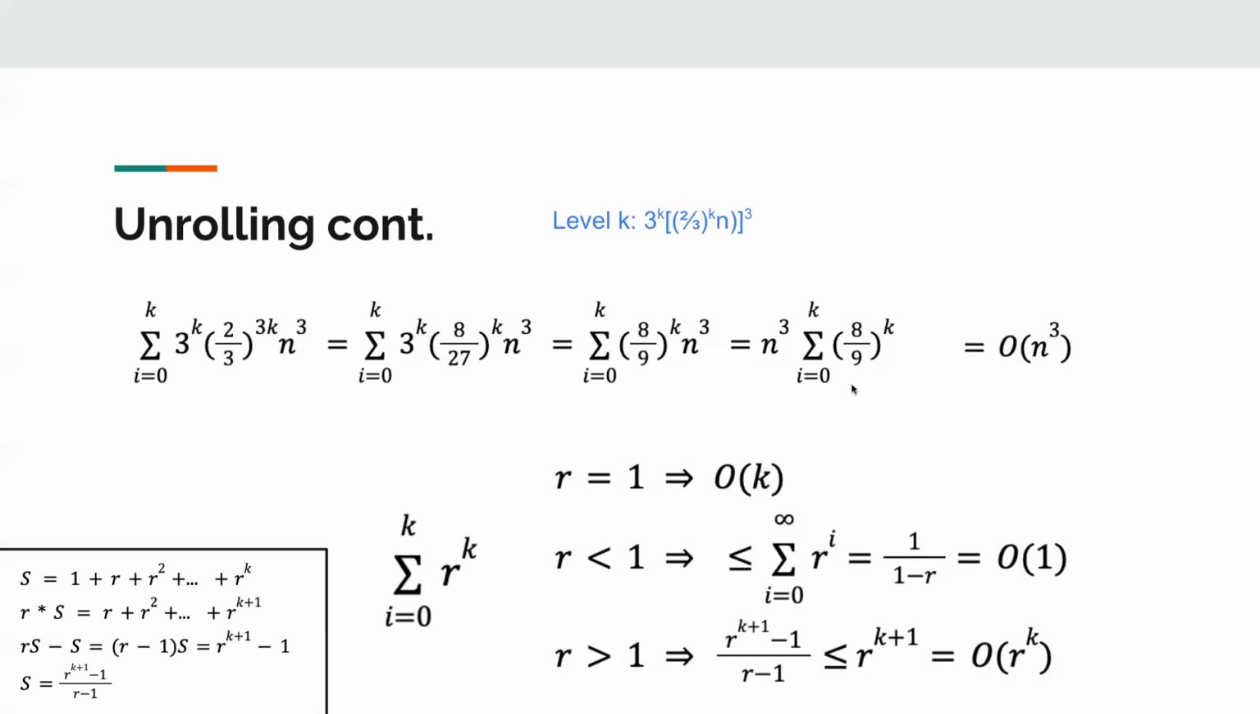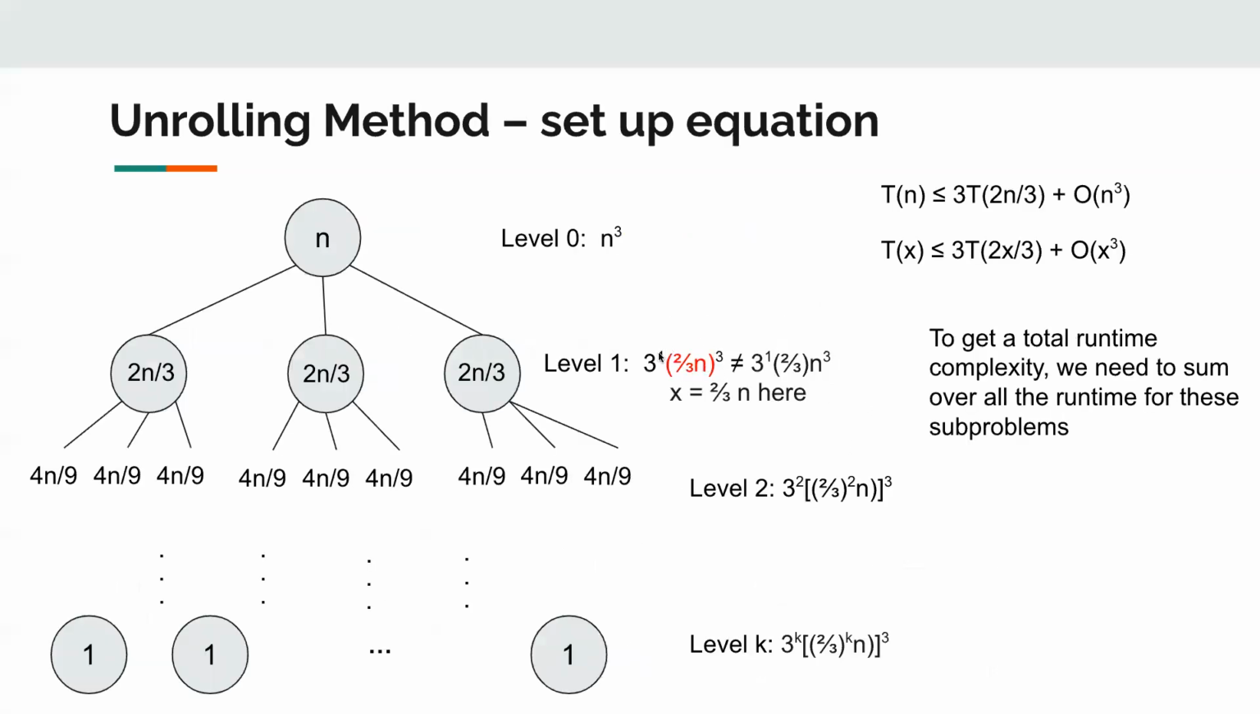So come back to this formula we had before. In this case, r equals 8/9, which falls into the second case, which can be simplified to O of 1. Combined with the n cubed here, this gives a total runtime of n cubed. Notice how if we don't cube our 2/3 here, you might fall into the third case, which will give you the wrong runtime. So you don't really want to do that. Just a reminder: when you're doing this step, don't leave out the cube here.